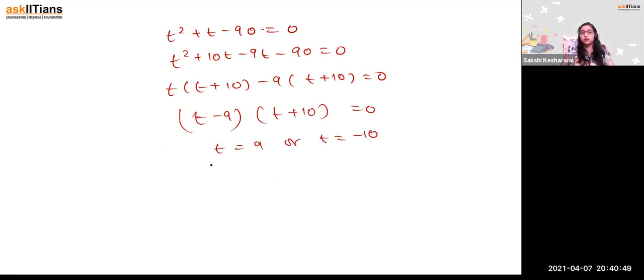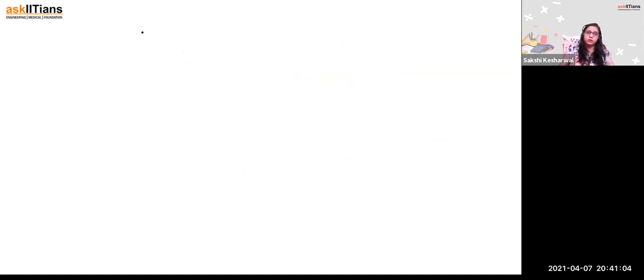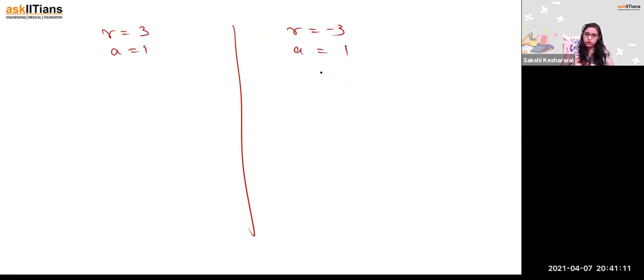Now R square is equals to 9, or R square is equals to minus 10. This is not possible because a square number cannot have a negative value. So R is equals to plus minus 3. So you got plus and minus 3, so your GP will be, for R is equals to 3 and R is equals to negative 3, and A is equals to 1. So your GP will be 1, then you multiply by 3, this will be 3, then again multiply by 3, this is going to be 9, again multiply by 3, this is 27, and then dot dot dot.